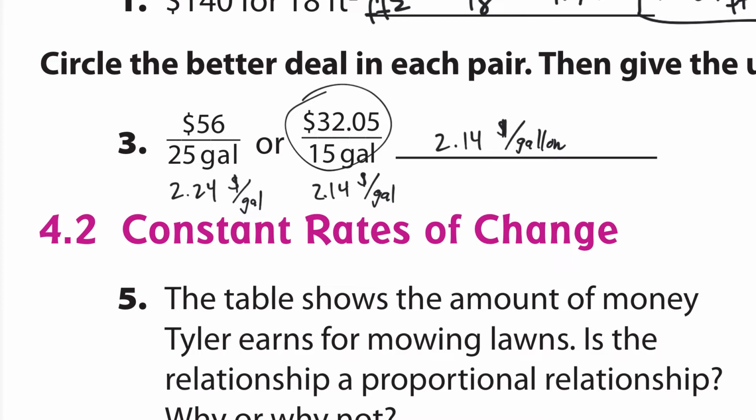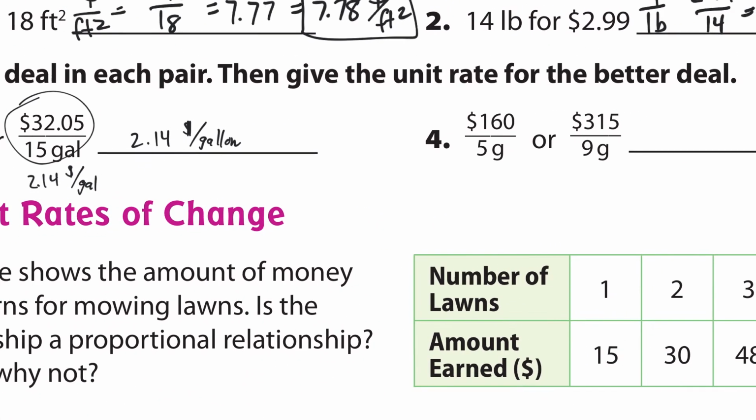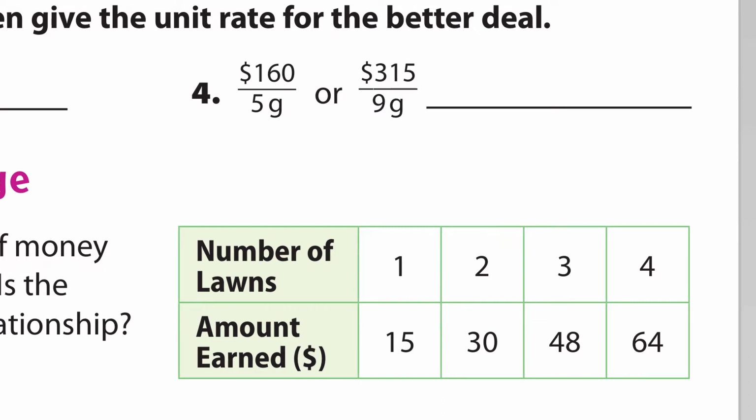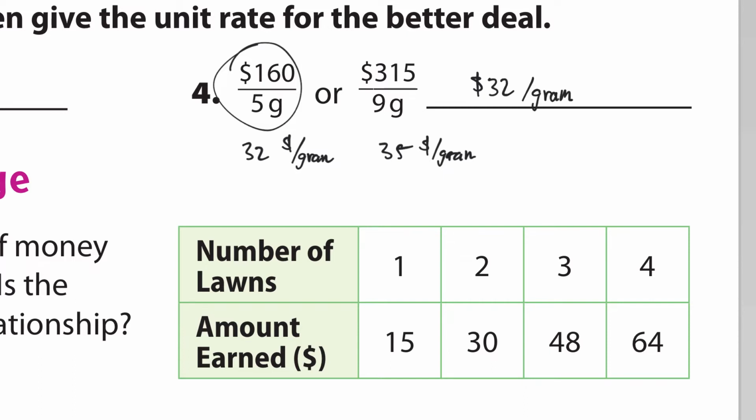Okay. And then we'll go with this one. So how much money per gram? So this would be 160 divided by 5. That's $32 per gram. Or 315 divided by 9 is $35 per gram. Well, it looks like this one's going to be the better buy, and sometimes they'll write it as $32. Oops, $32 per gram. Another way that they'll write it.